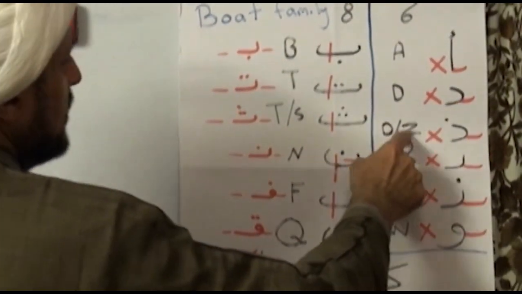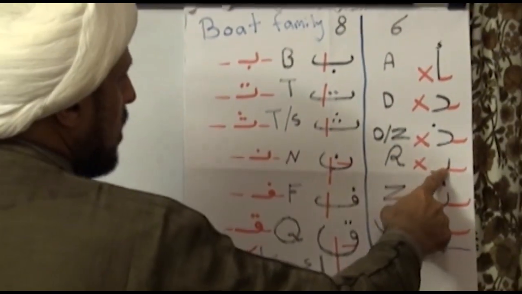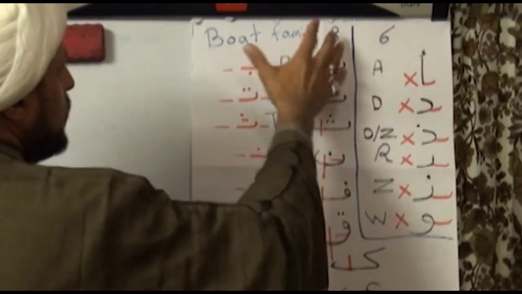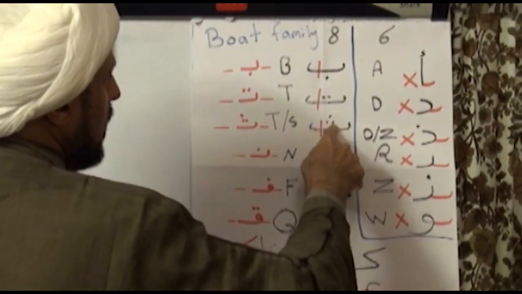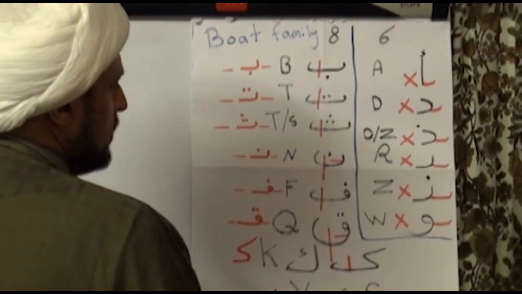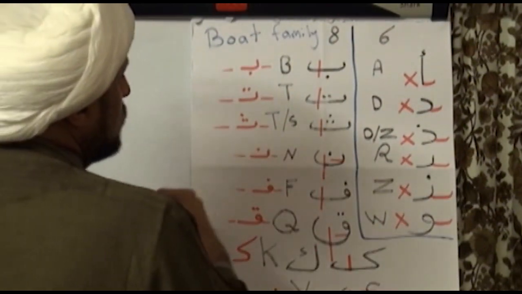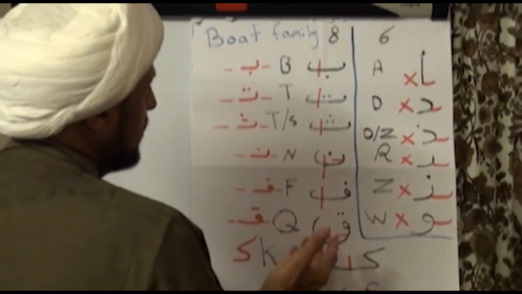This is somewhere between d and z, z, and then this is r, ra, za, wa. Then we had this boat family, and boat families ba, ta, tha, na, fa, qa, ka, ya. We just cut the tail and connect them. So from both sides they get connected, from the left hand side and from the right hand side.